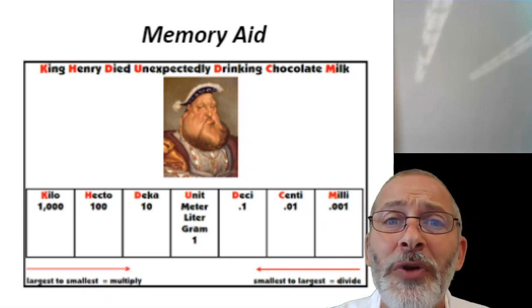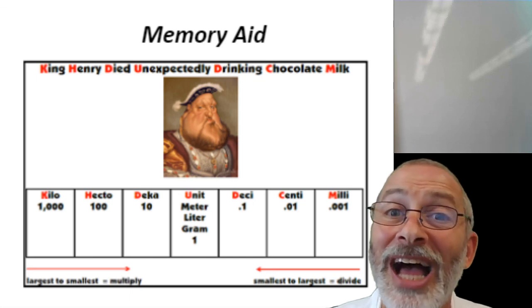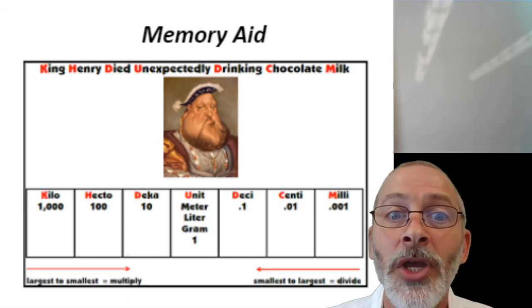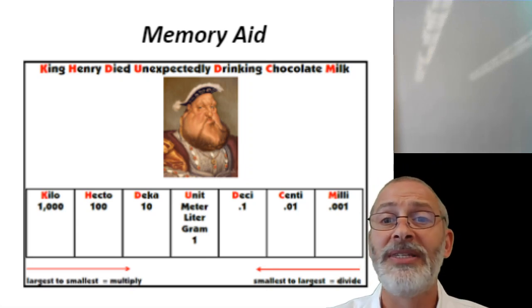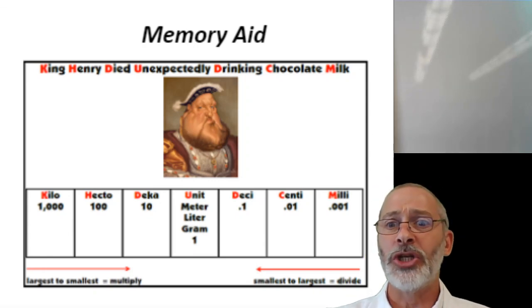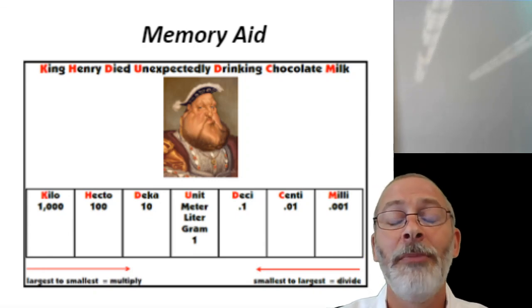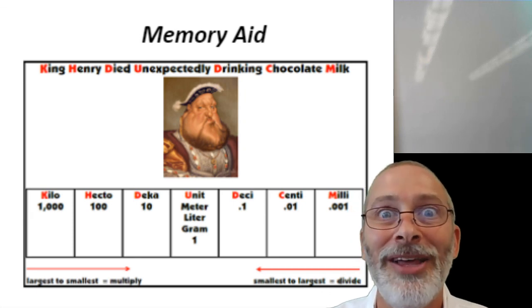Now, if you've known me for a while, you know that I am a self-professed chocoholic. I love chocolate. So this phrase, actually, I remember it because it's terrible news for me. King Henry died unexpectedly drinking chocolate milk. My goodness, but there's no other way I'd rather go than drinking chocolate milk because I love chocolate milk.